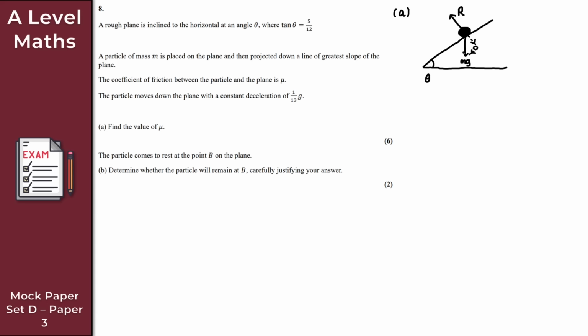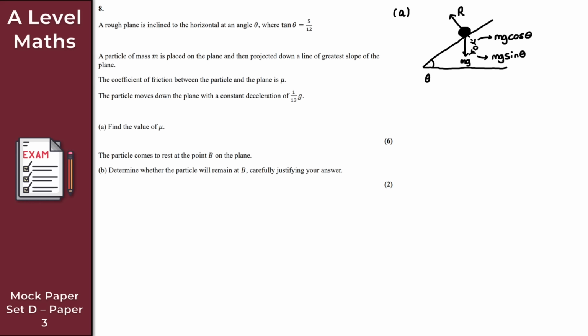So this gives us a right angle triangle, and with a little bit of basic trigonometry, this component here is going to be mg cos theta, since the angle here is just theta as well. And for this component here, you might have guessed it by now, it's going to be mg sin theta.